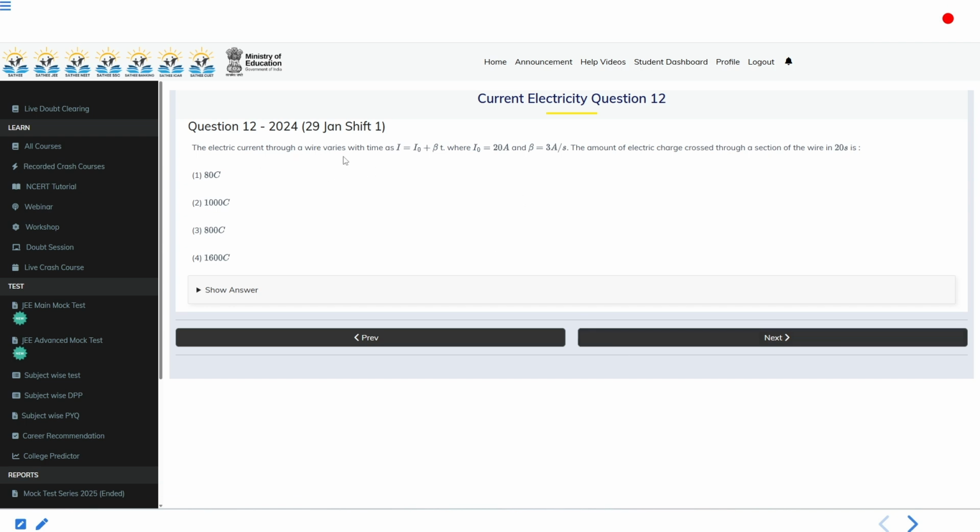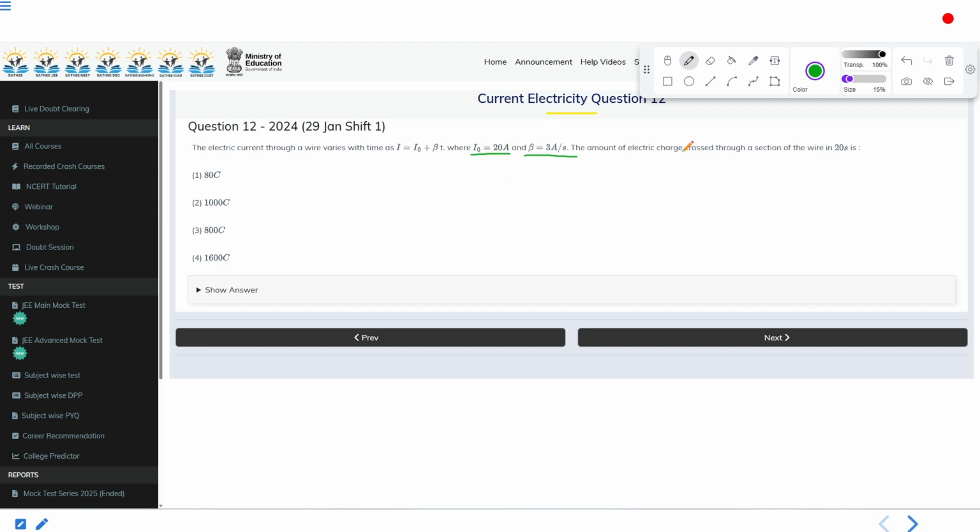The electric current through a wire varies with time as I equal to I naught plus beta t, where I naught is equal to 20 ampere and beta is equal to 3 ampere per second. The amount of electric charge passed through a section of the wire in 20 seconds. So what things are given? We know that I equal to I naught plus beta t.